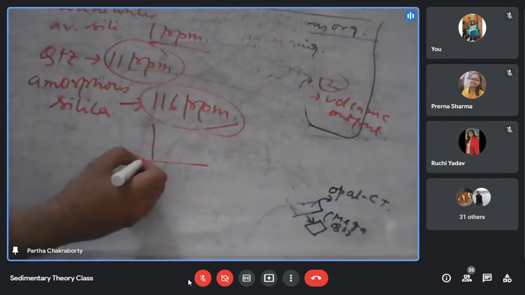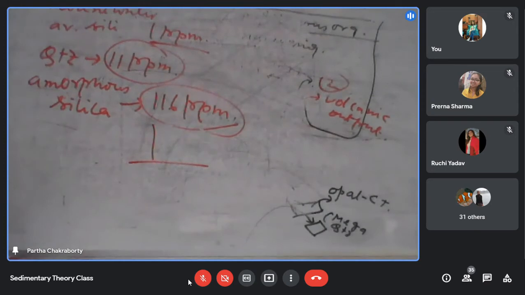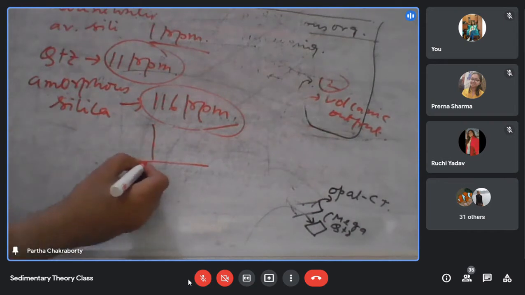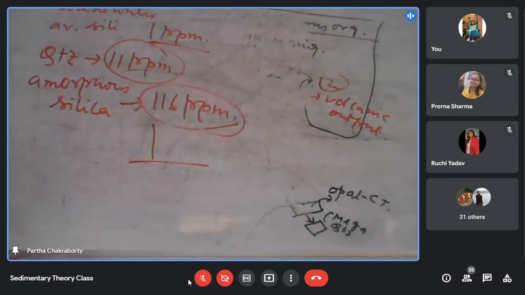Then their metallic sheath gets decomposed because no vital factor is operating there. No life is present there. So then their tests come into the wrath of the pore water. Pore water is nothing but the water, that is the sea water, trapped within the pores of sediment.